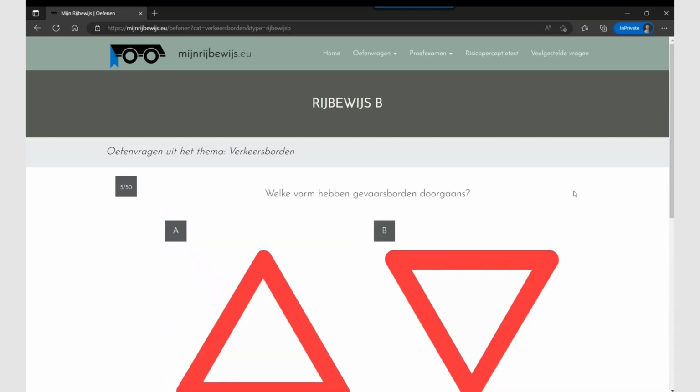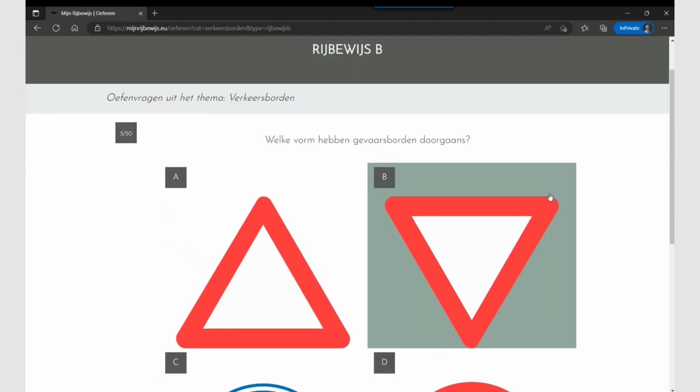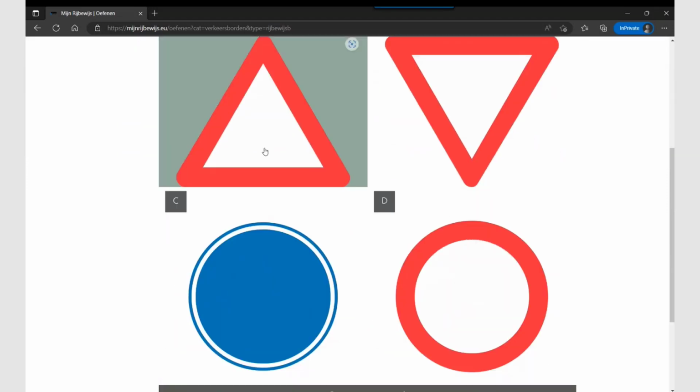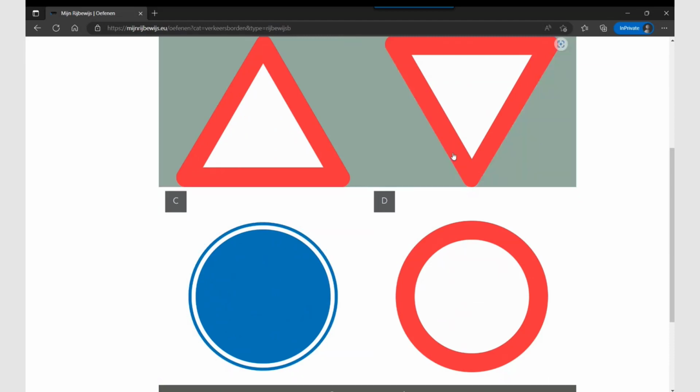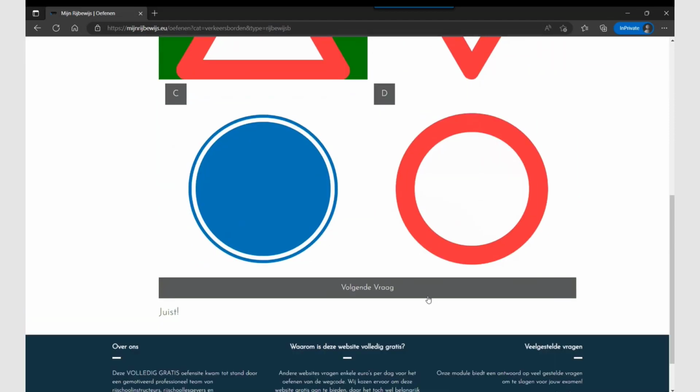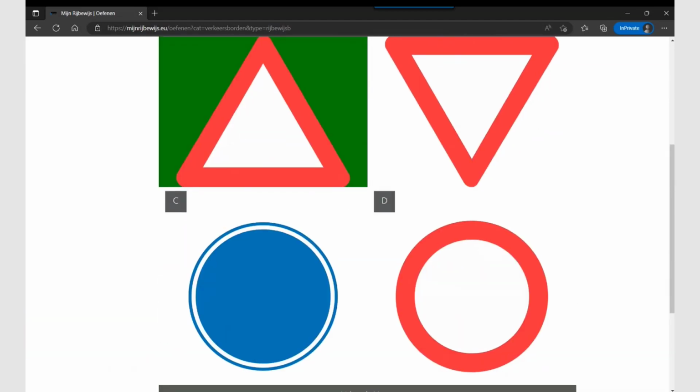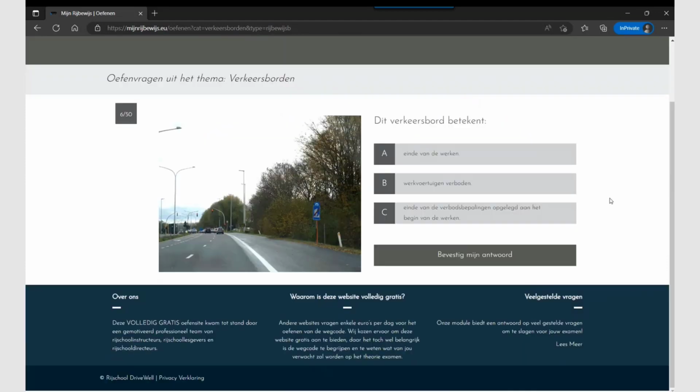It says which board gives that it's a dangerous board. So we know a dangerous sign is a triangle. That's what it is. So that's right. Our answer is correct. Let's move on to the next question.